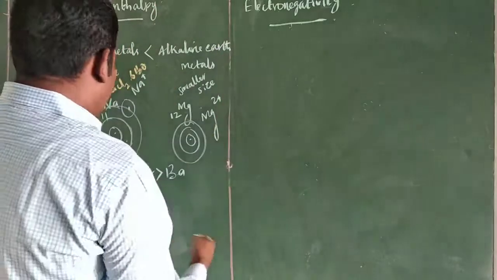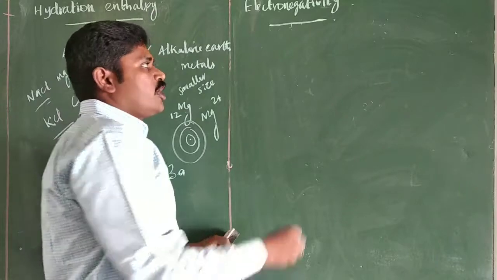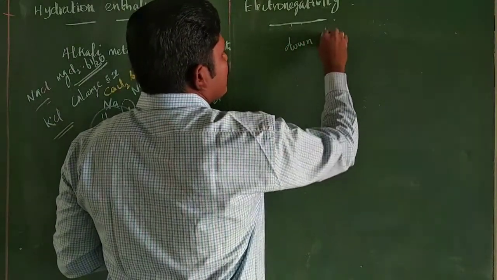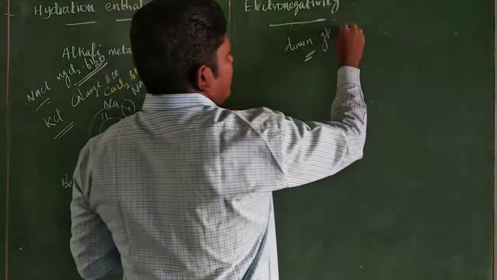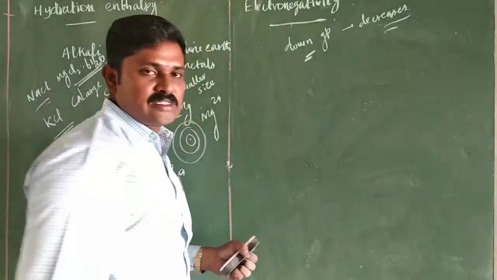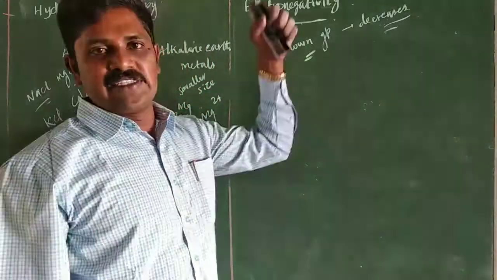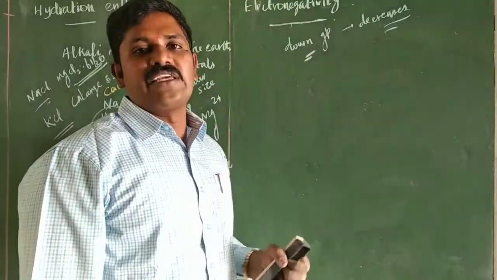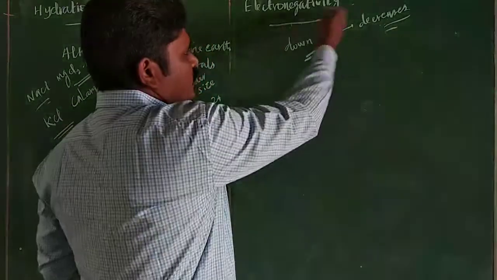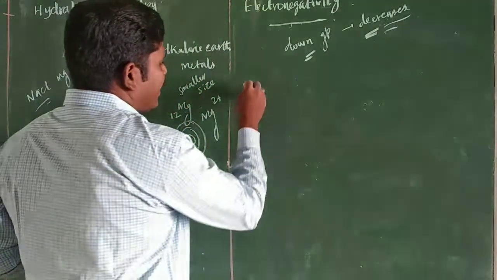But from top to bottom, the size increases. Down the group, the electronegativity value decreases. The effective nuclear charge decreases and the screening effect increases, so the size also increases and the electronegativity value decreases. Next, the flame color.